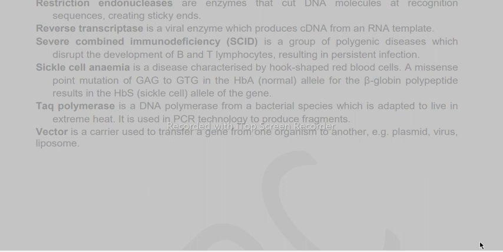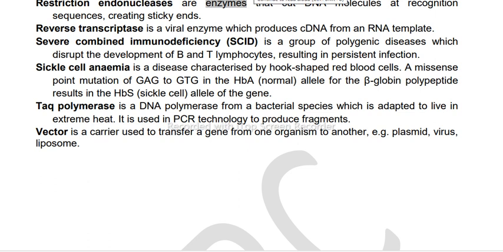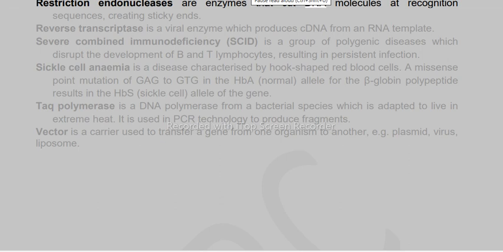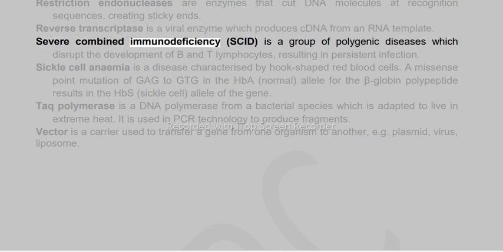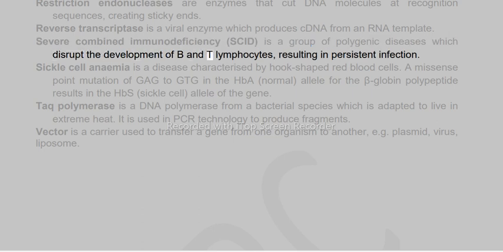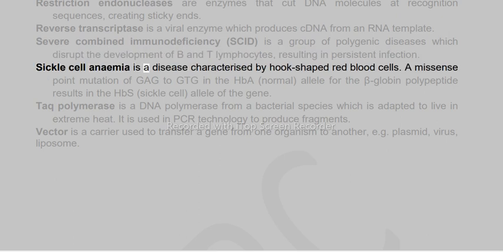DNA in a cell. Restriction endonucleases are enzymes that cut DNA molecules at recognition sequences, creating sticky ends. Reverse transcriptase is a viral enzyme which produces cDNA from an RNA template. Severe combined immunodeficiency, SCID, is a group of polygenic diseases which disrupt the development of B and T lymphocytes, resulting in persistent infection. Sickle cell anemia is a disease characterized by hook-shaped red blood cells.